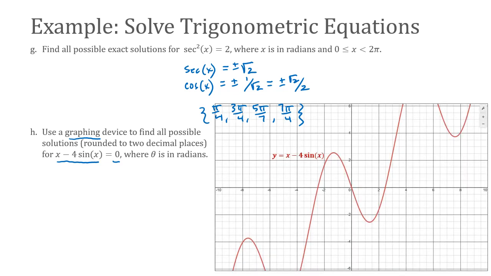We're going to graph the left-hand side of the function, so x minus 4 times the sine of x, and then we're going to graph the right side of the equation, which is y equals 0. We've seen this technique a few times before. And where the solution for theta lies is at the point of intersection, and it looks like that's happening in 3 locations.